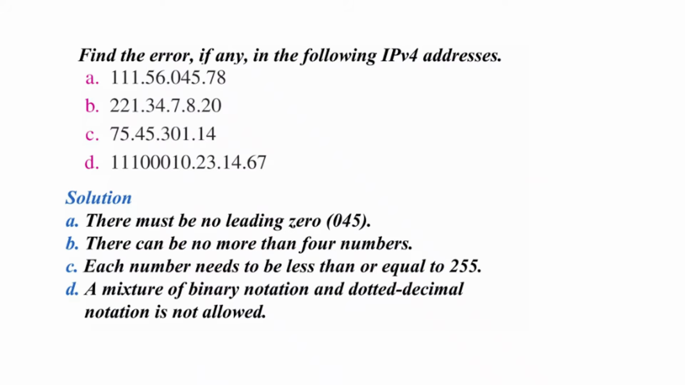And the last question, D, 111.00010.23.14.67. This is also invalid. A mixture of binary notation and dotted decimal notation is not allowed. Either you have to represent the IP address in binary notation or in dotted decimal notation. So the combination of both for a single IP address is not valid.